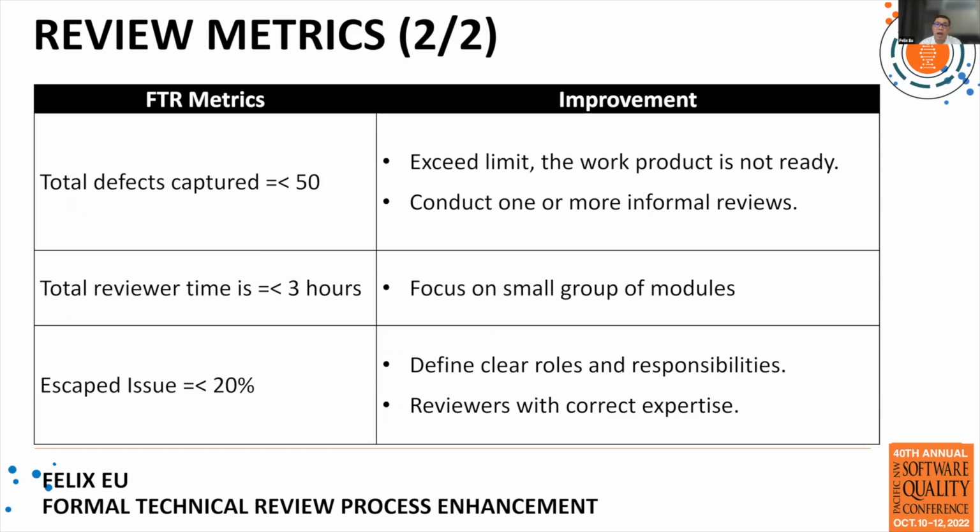This table shows the high-level summaries of the FDR metrics based on the actual information captured on software architecture and design document review and improvement. In general, an effective FDR will adhere to the 3 guidelines. The total defects captured is equal or less than 50. The total reviewer's time is equal or less than 3 hours. And the escape defect is equal or less than 20%. These are some tips on how to improve the metrics if they slip.